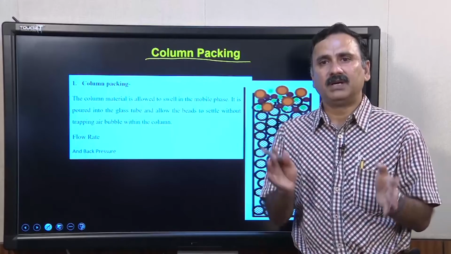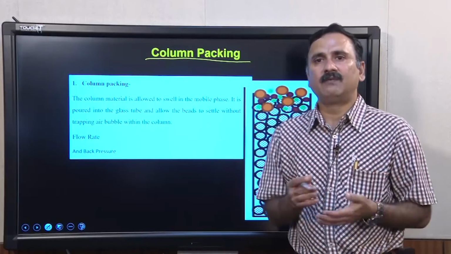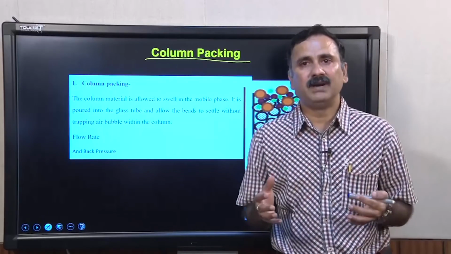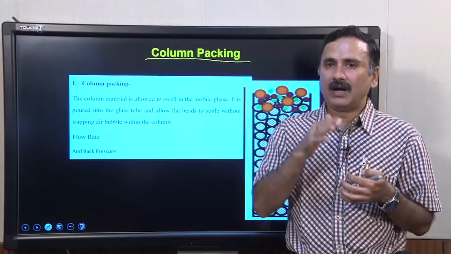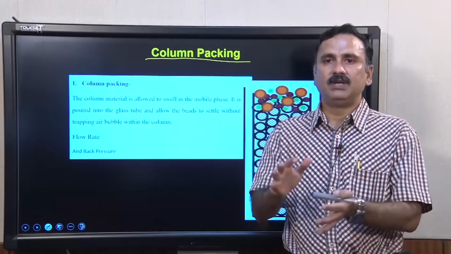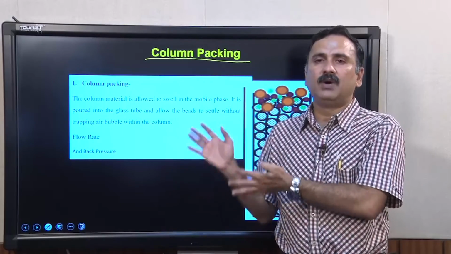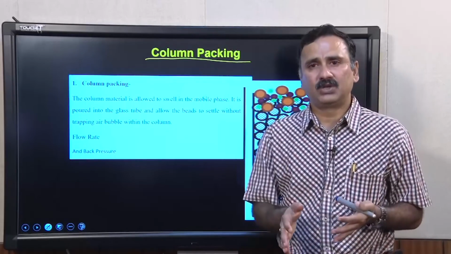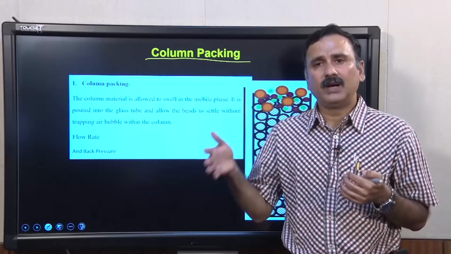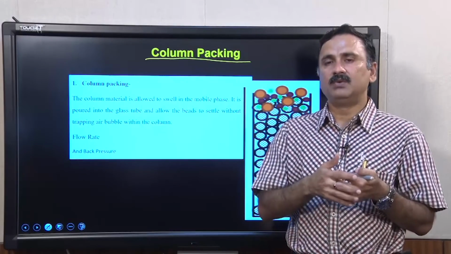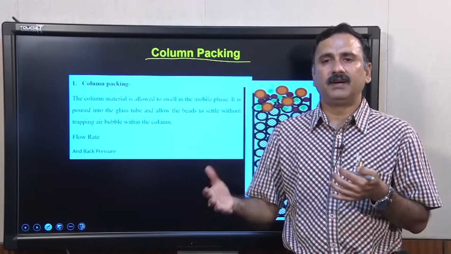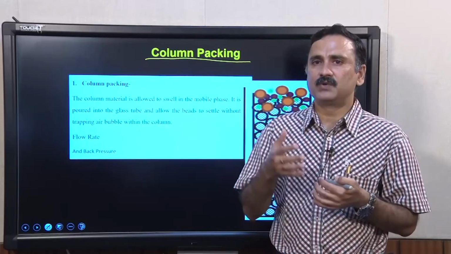Irrespective of the conditions, the first thing you have to do is take the column material and wash it properly, and then allow it to equilibrate in the buffer in which you are going to perform the gel filtration chromatography, and let it swell overnight, so that the beads take up the water, because most of these beads are made up of sugar.